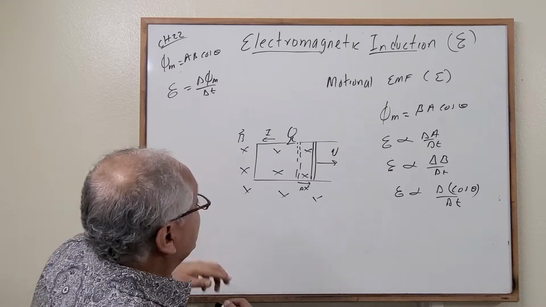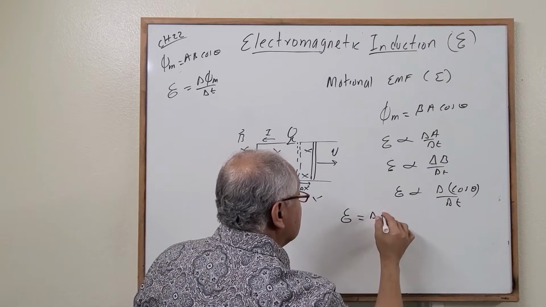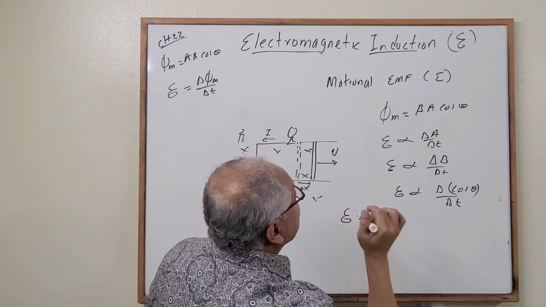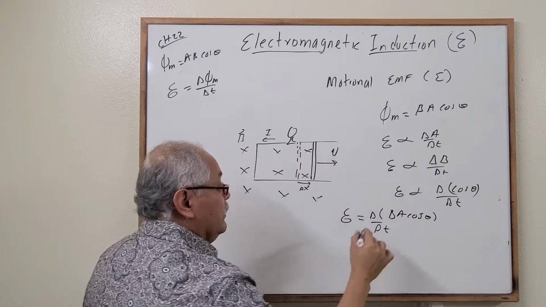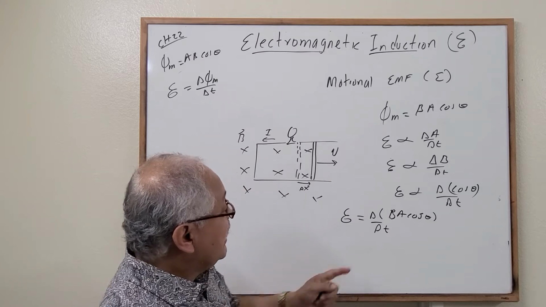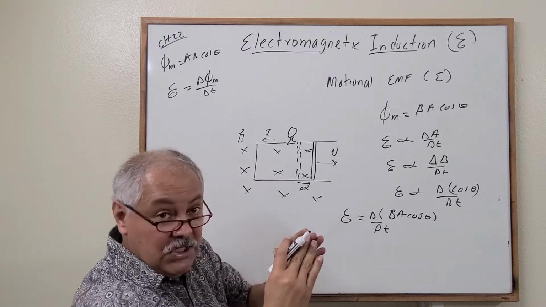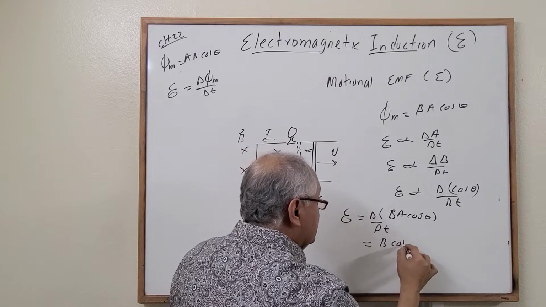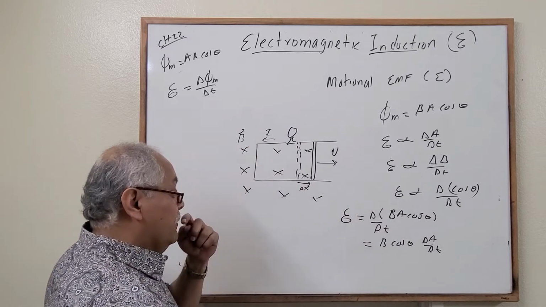Perfect. Now let's see what happens when we are changing, like in this case, the area. So let's go to this equation. We have that the electromotive force is equal to the change of the magnetic flux with respect to time. But the magnetic flux is B A cosine theta. In this case, the magnetic field is constant, the angle is constant, we're changing only the area. So we represent this as B cosine theta times the change in area with respect to time. Correct?